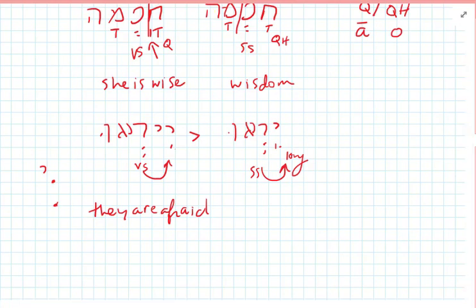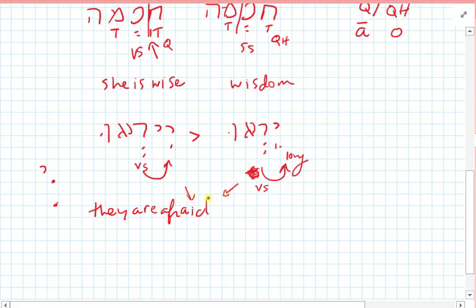Okay, so this is long, which means my shava really is vocal. And I'm going to pronounce this like I pronounced this one. They are the same word. It's just that this one is defectively spelled. Its mater yod is missing. Yi-ra-u. Yi-ra-u. Okay? So they both mean the same thing. They are afraid.